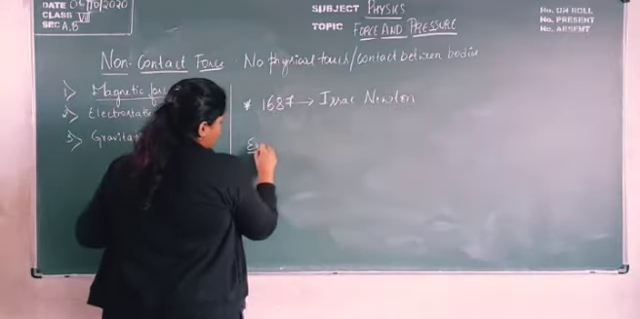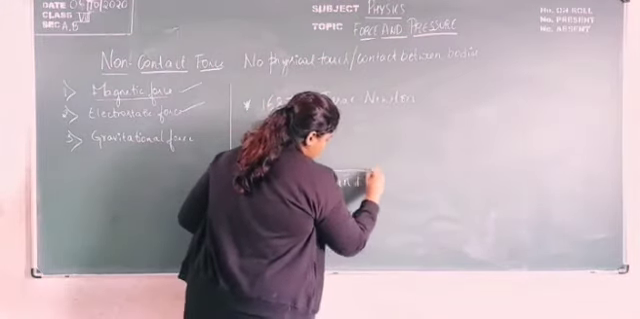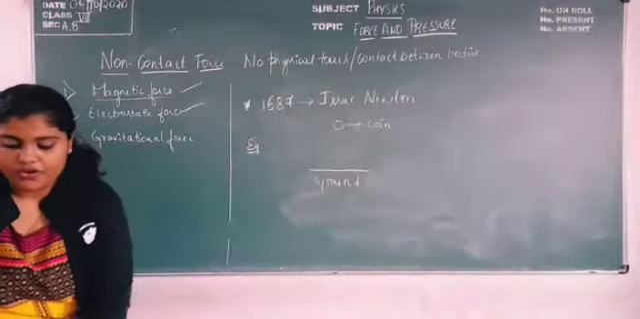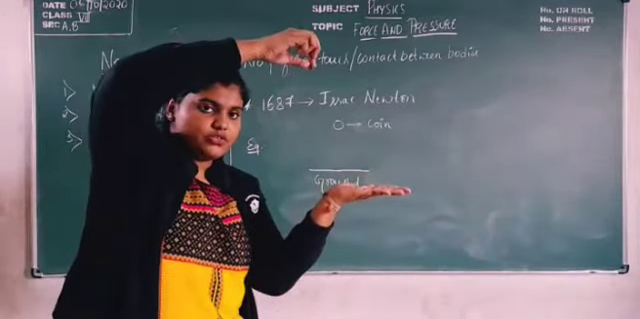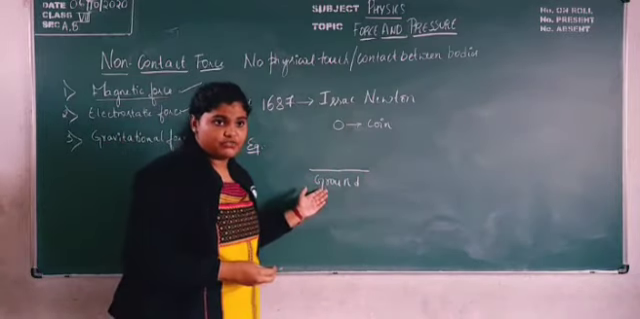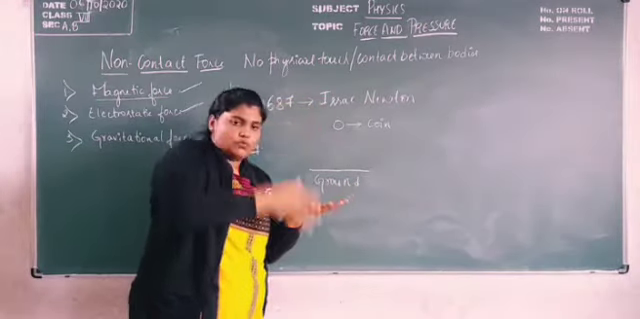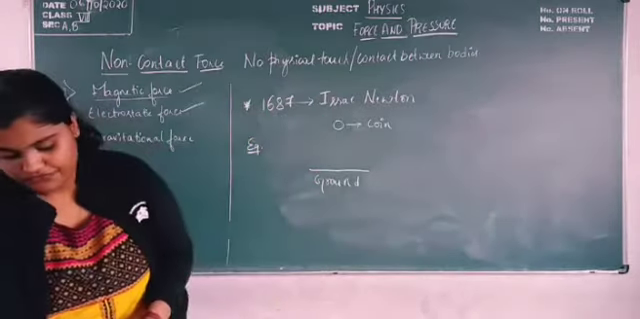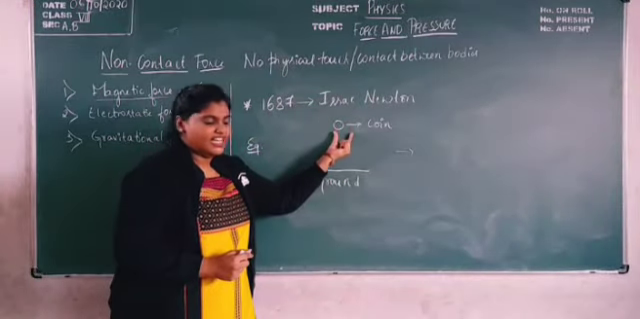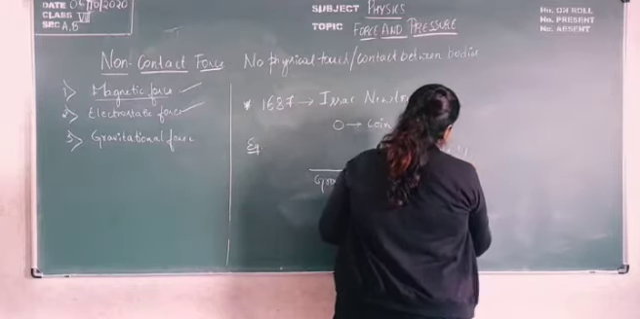We should consider one more example. Imagine this is the ground, and I have a coin. When I leave this coin freely, what happens? It will reach the ground, right? This is due to gravitational force, which attracted the coin to the ground. So when any object is left freely, it is attracted towards the ground. This is due to the force of gravity.